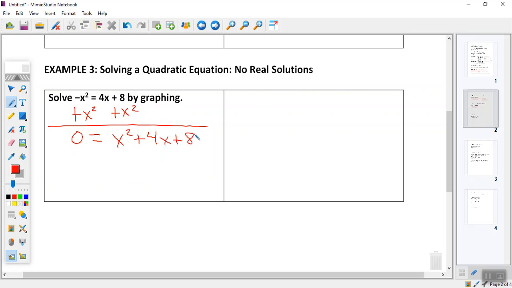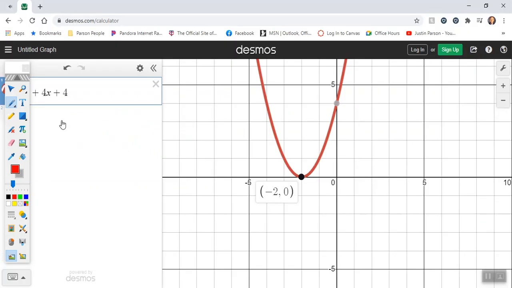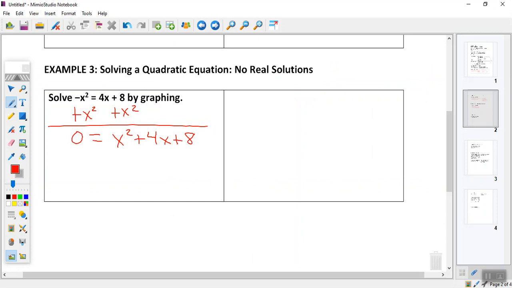All right, so let's take a look at this here. I'll go into decimals again. We'll type in x squared plus 4x plus 8. There it is, kids. And the question becomes, where does it cross the x-axis at? And you would say, well, Parson, it doesn't. Okay, and if it doesn't cross the x-axis, is it ever equal to 0? So in this case, you would say, since it doesn't cross the x-axis, there are no solutions. There's no solution to this because this doesn't cross the x-axis.